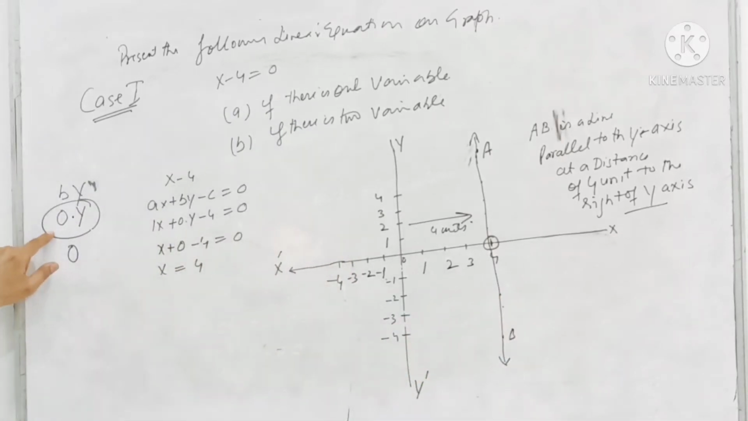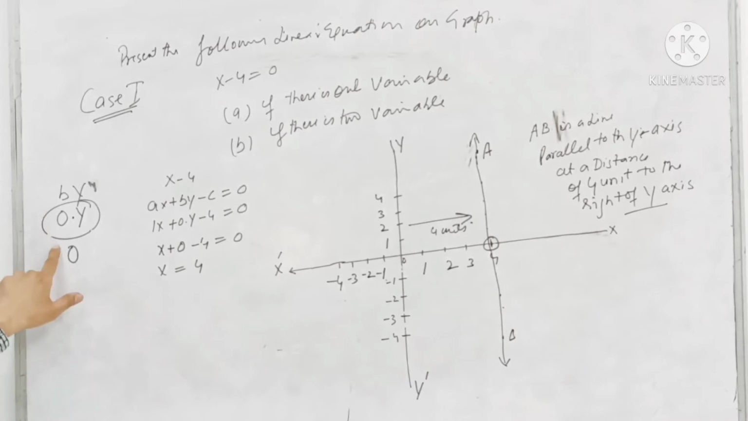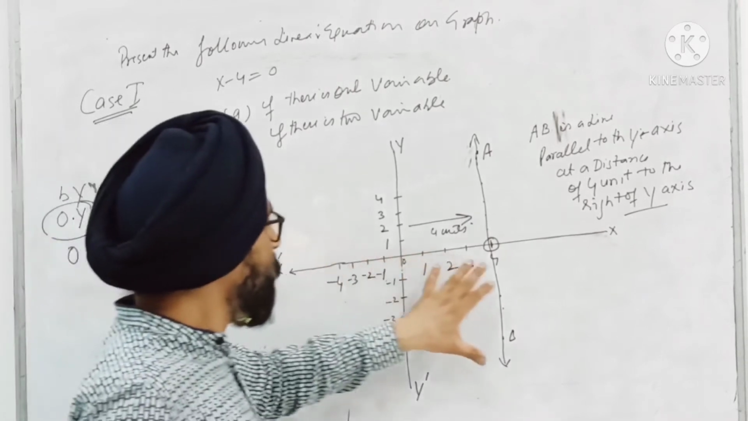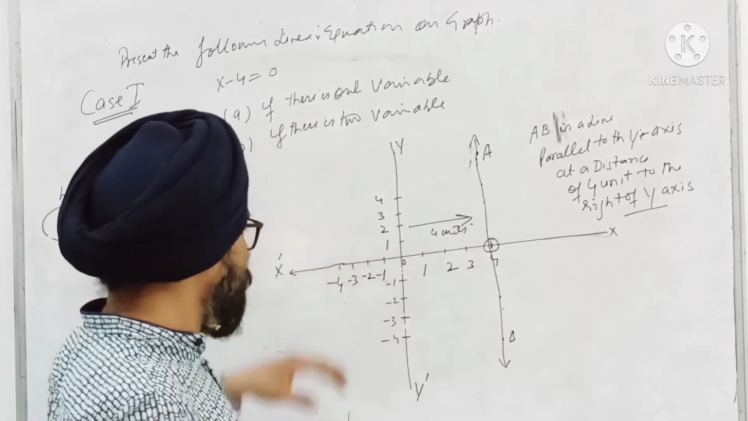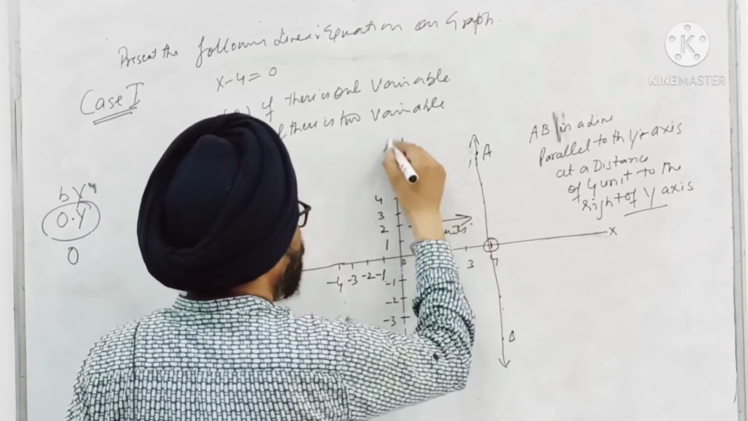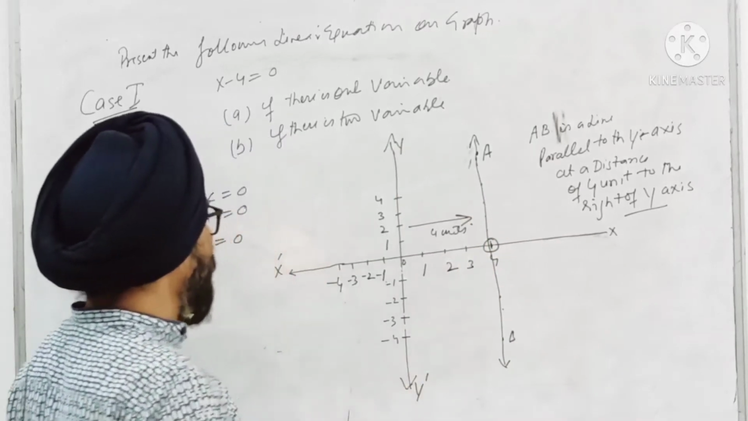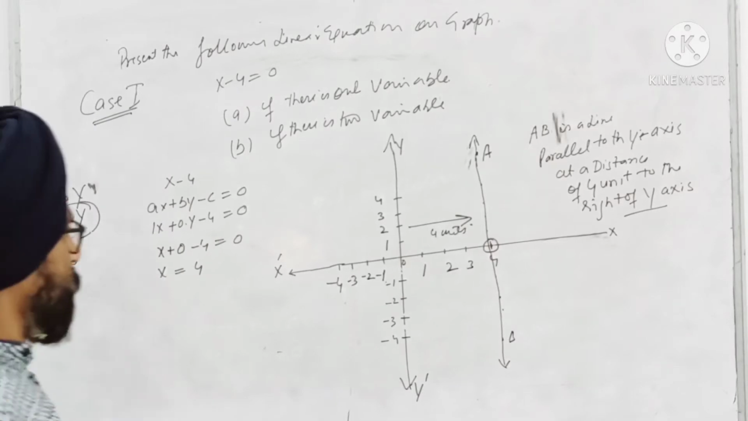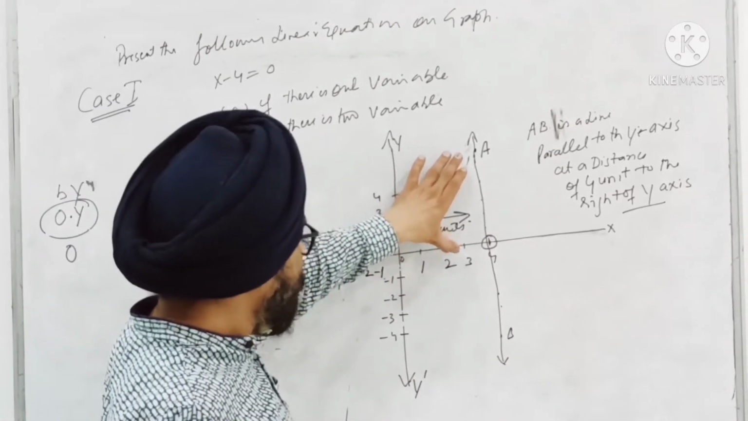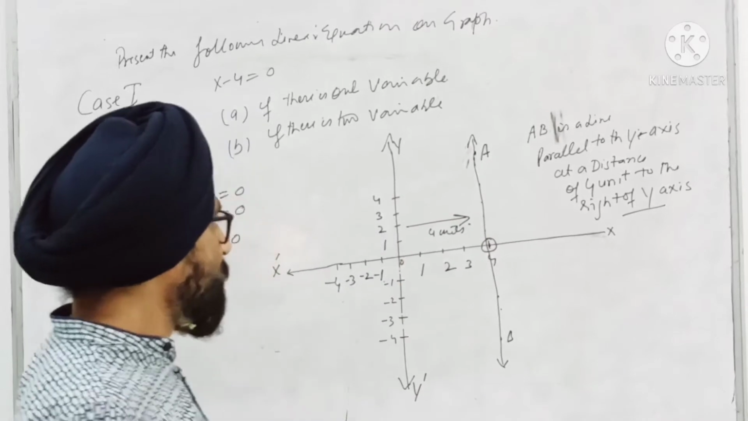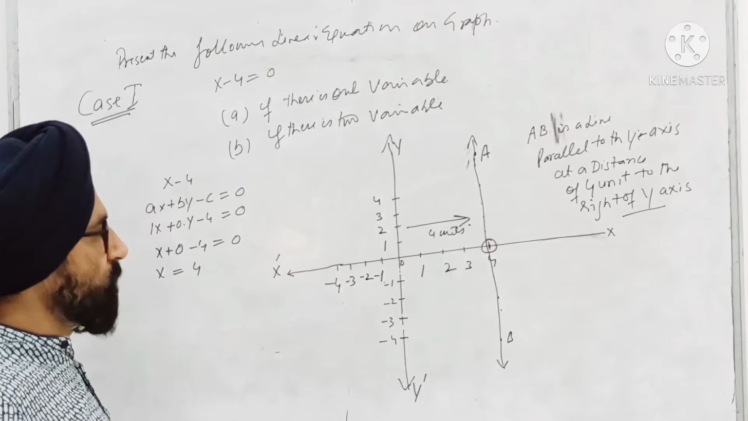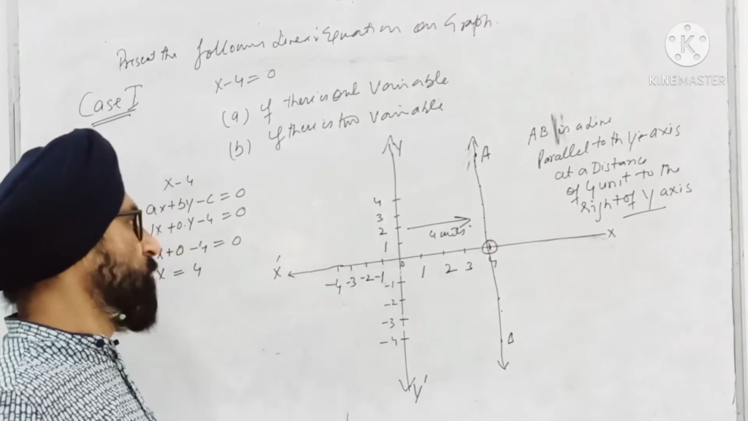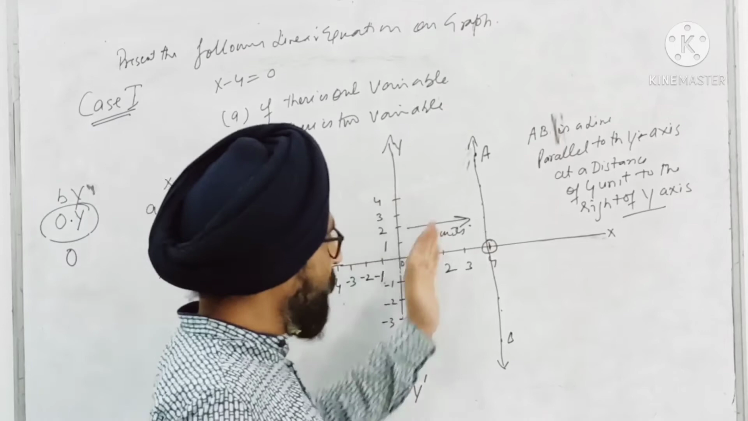Here the y is not given, but the solution becomes 0 because the b here is 0. So we don't know the value of y. Maybe the value of y is 1, 2, 3, 4, infinite, because here the line never ends. So the new line becomes AB, which is just parallel to the y-axis at a distance of 4 units to the origin of 0, and you can say to the right of the y-axis.